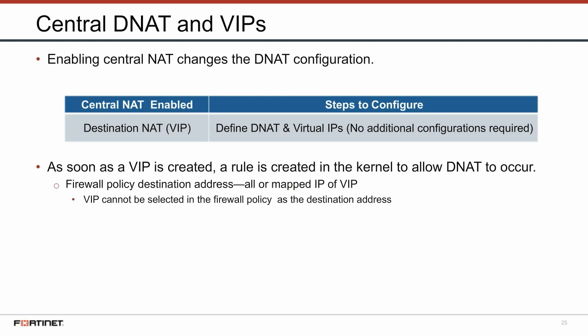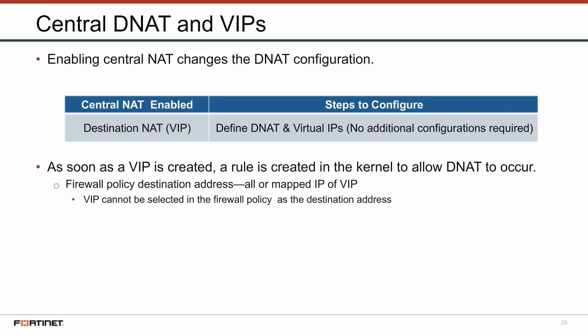Traditionally, on FortiGate, VIPs are selected in the firewall policy as the destination address. On FortiGate, you can configure DNAT and VIPs for DNAT. As soon as a VIP is configured, FortiGate automatically creates a rule in the kernel to allow DNAT to occur. No additional configuration is required. Do you lose the granularity of being able to define a firewall policy for a specific VIP and services?